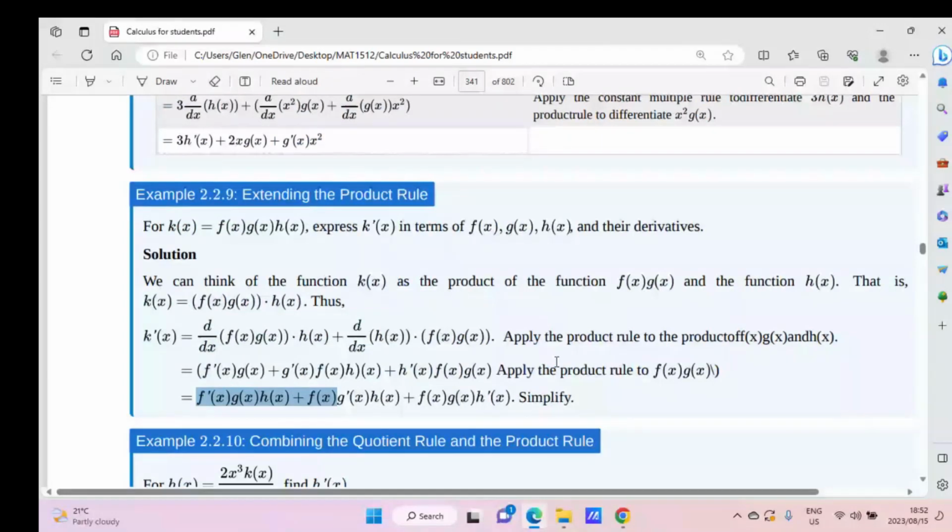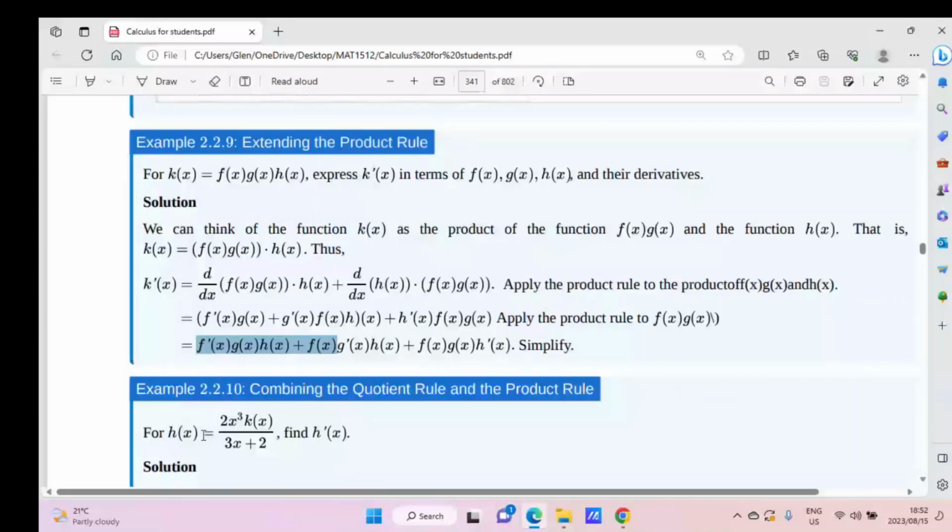Now, here is the promised land. Example 2.2.10. For h of x equals 2x cubed k of x all over 3x plus 2, please find the derivative of h. We don't have to do full expanding here, we don't have to expand everything.